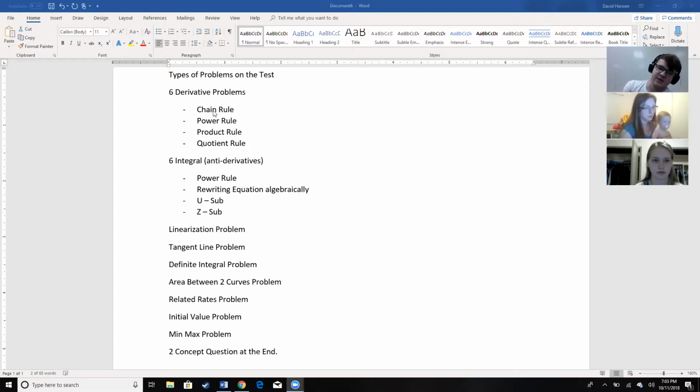So these are the things you're going to have to know to do these problems. And then we're going to cover a linearization problem, a tangent line problem, a definite integral problem, area between two curves, some related rates, an initial value. How many related rates problems are there? So all these are just going to be one. Okay. Yeah, and then there's going to be a two-part question at the end that's going to test your conceptual understanding of some of the things that you've been working on in the past week.